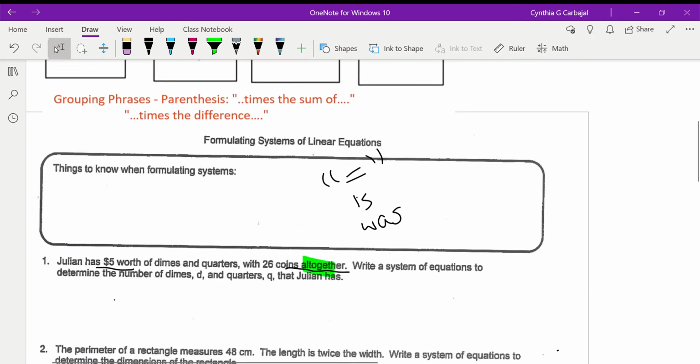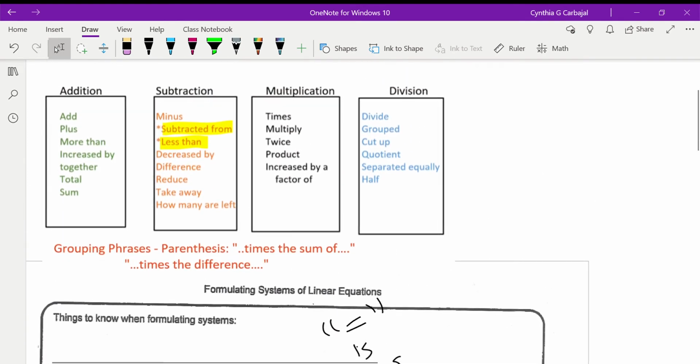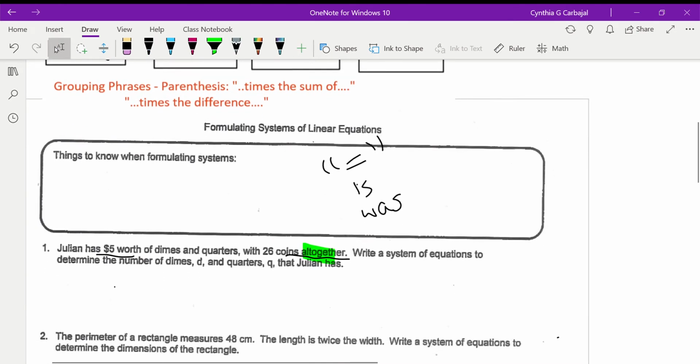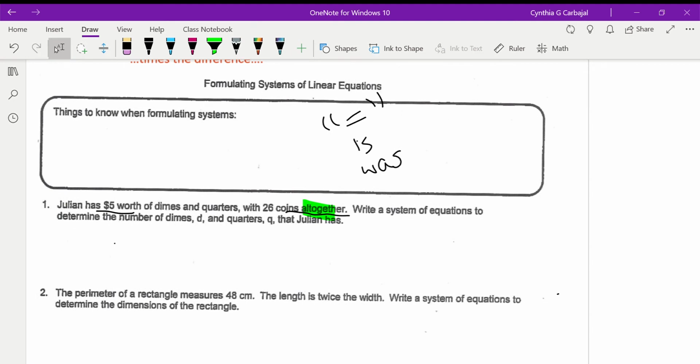So if you were here in first period, I did have all together here under addition. And we can add it there, all together. But that's just another word for saying total. It had a total of 26 coins, and a total of $5. So when you have totals, you always set them equal to that. So we're going to set one equal to $5 and one equal to 26 coins.